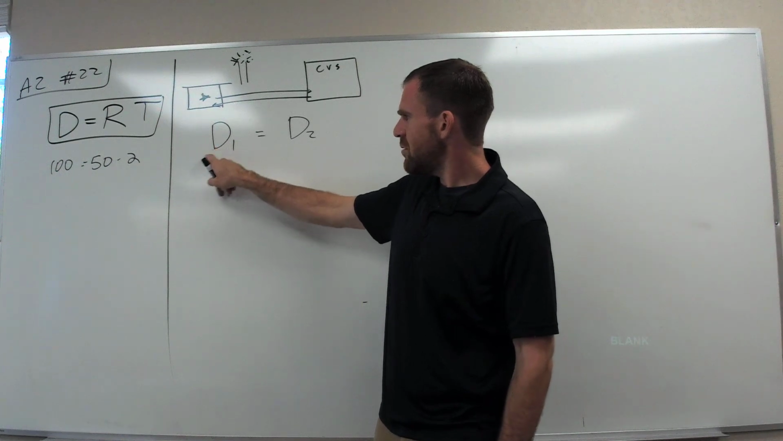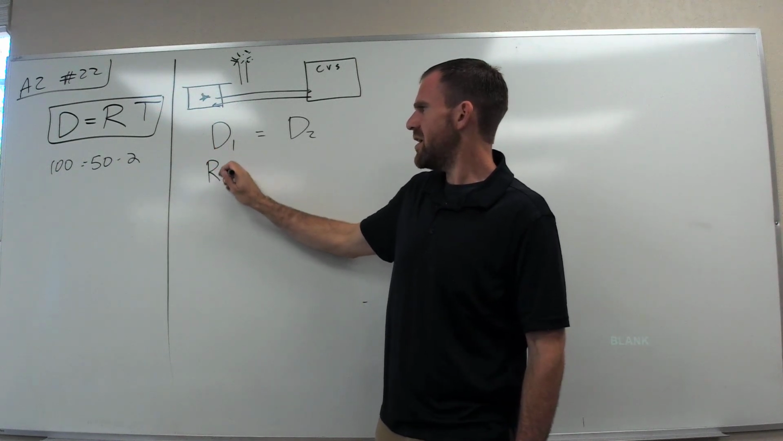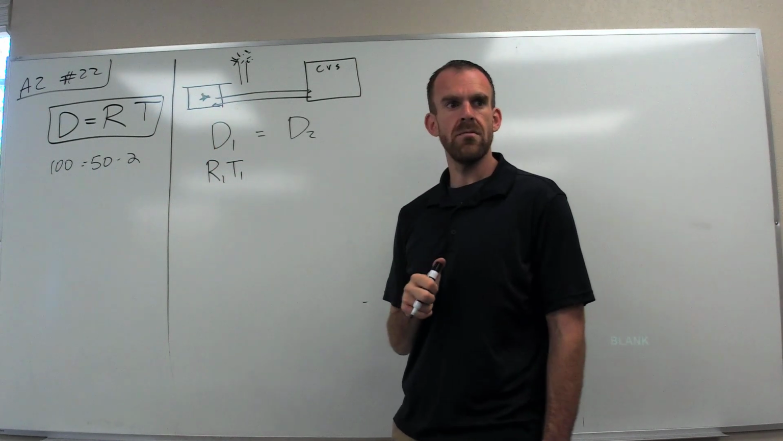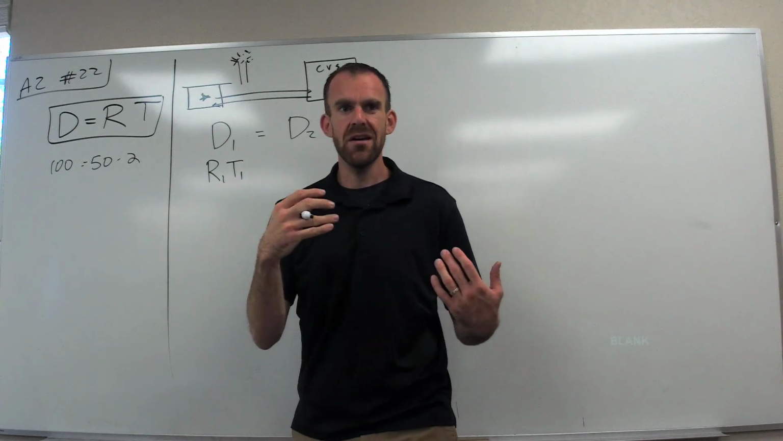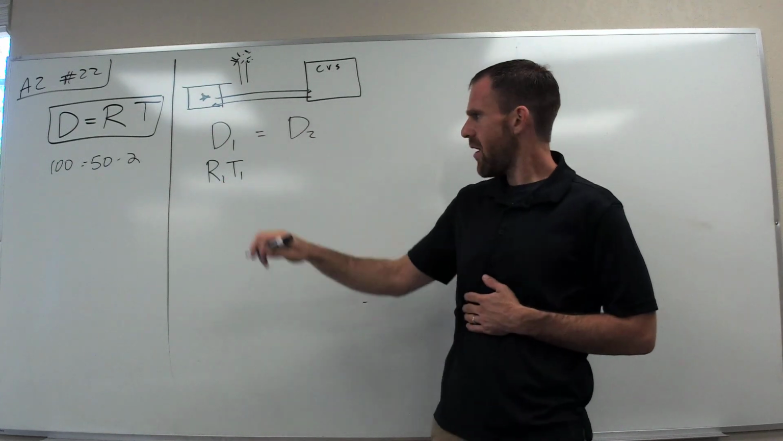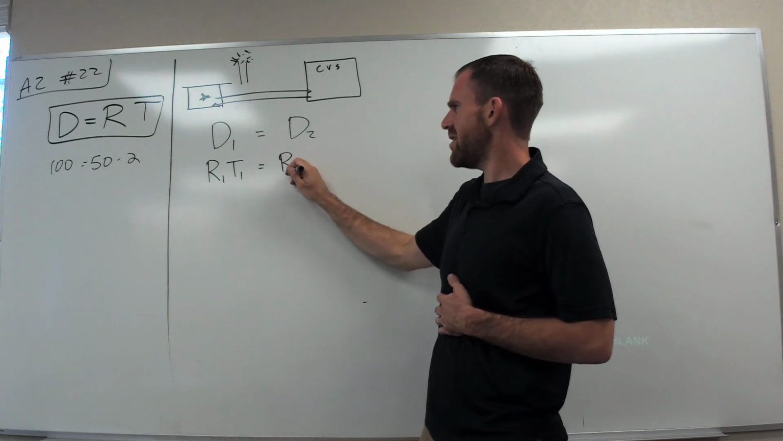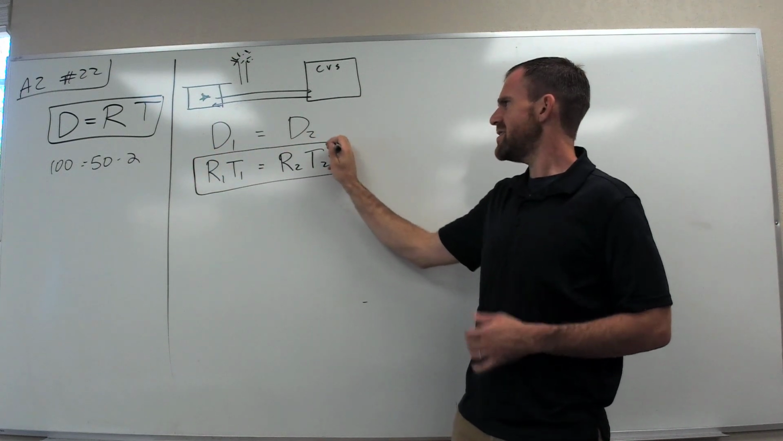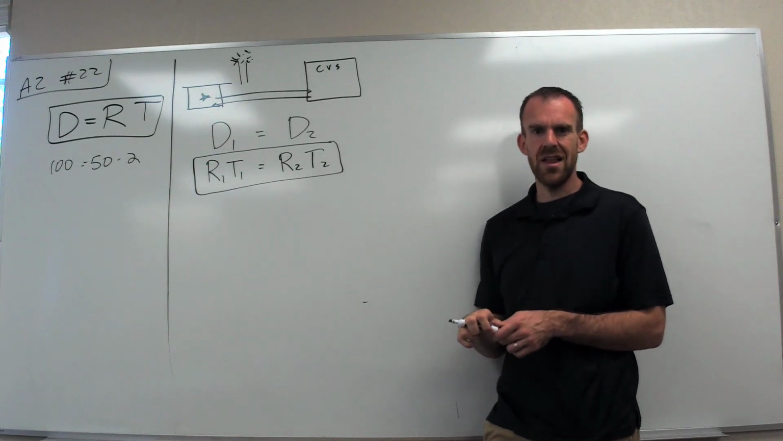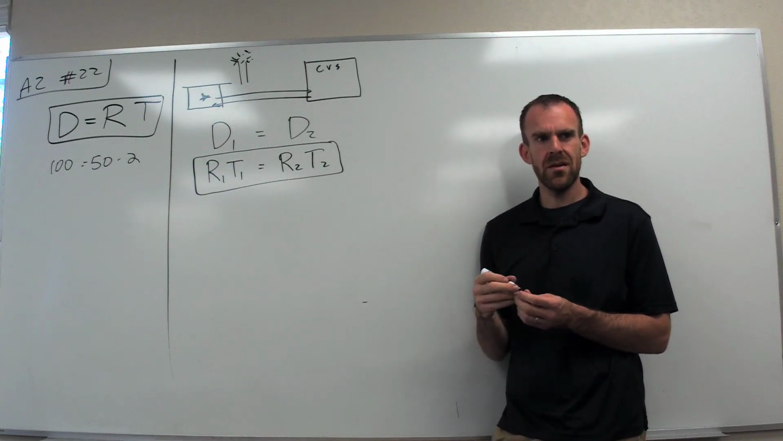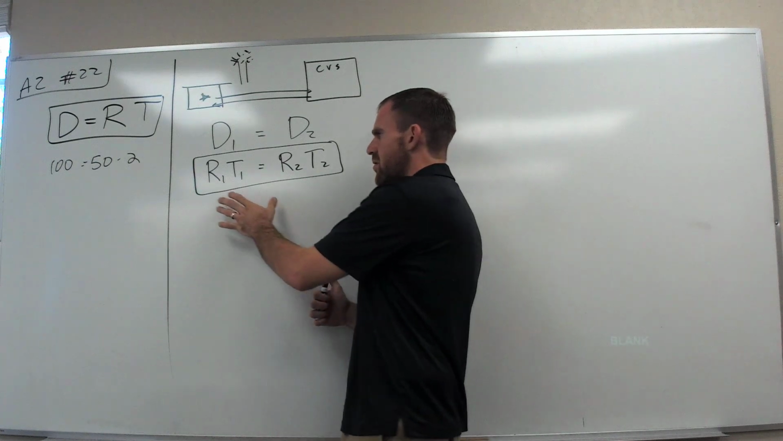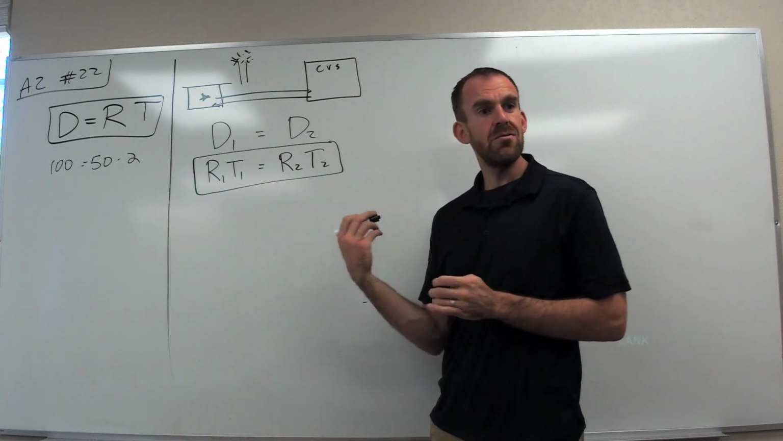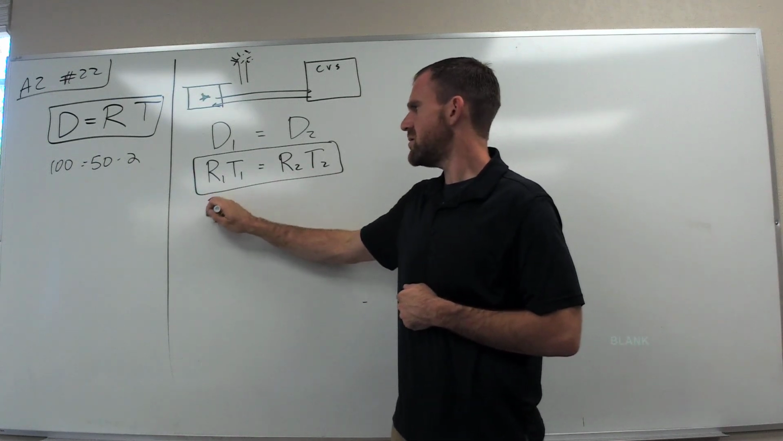So D1 can be written as R1 T1, the rate of you going times the time of you going. And that equals the rate of you coming back times the time of you coming back. And this is the equation that is going to ruin your lives for the foreseeable future. Okay? So, when two distances are the same, then we can use this equation.